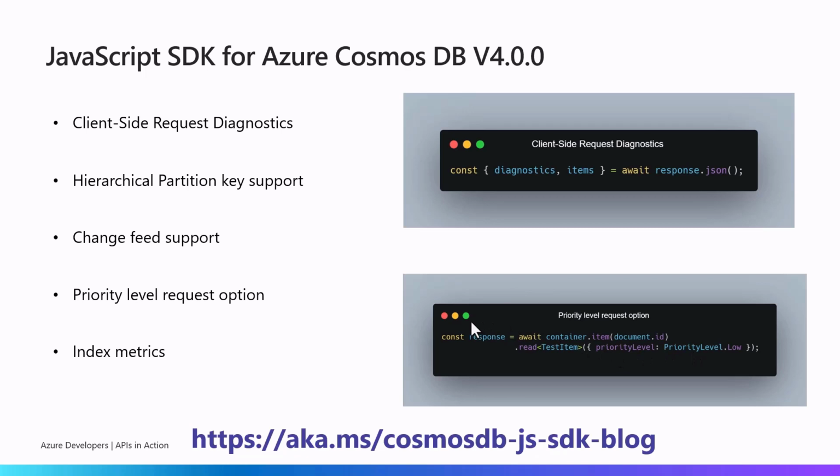We have also enabled index metrics support through the JavaScript SDK v4, which makes whenever you execute a query, the response object will have details about the indexes that you used for that particular operation. These are set of the features that we recently added, which add more value to customers to build awesome things on Azure Cosmos DB. You can follow this blog, which has details about each of these individual features as well as set of samples on how you would use it on Azure Cosmos DB using the JavaScript SDK.